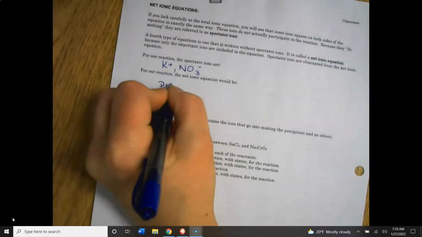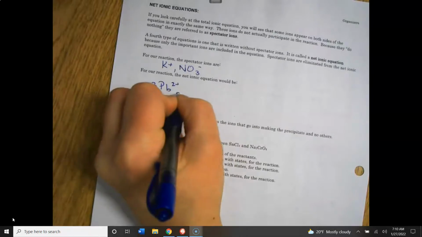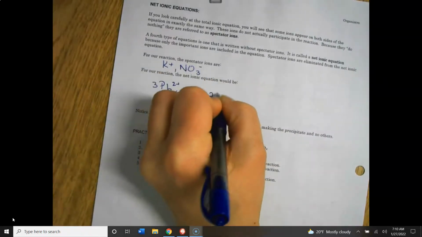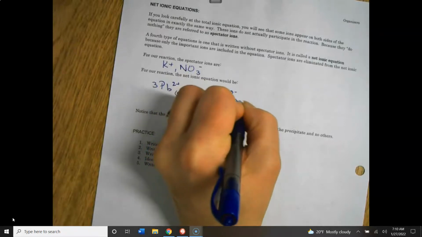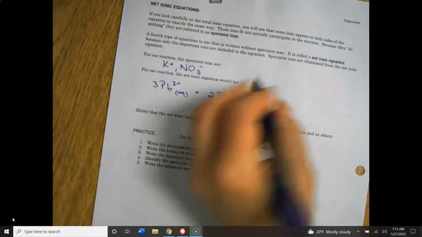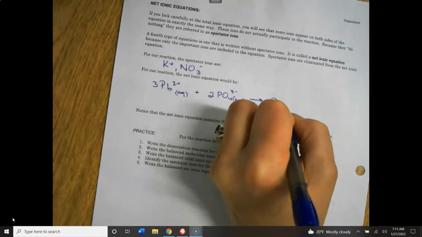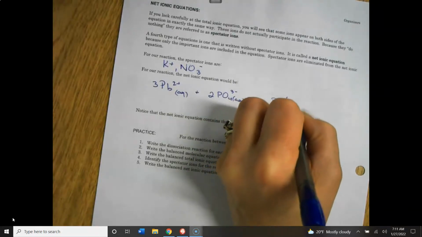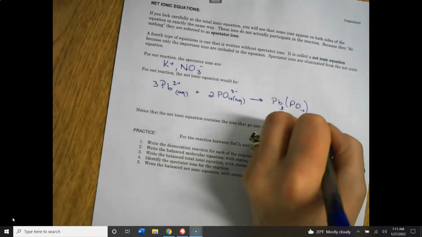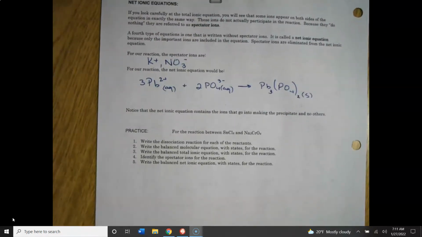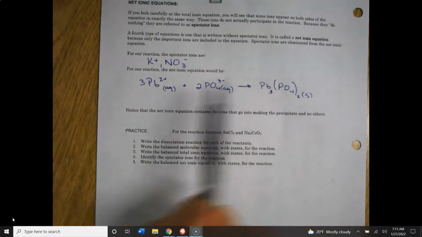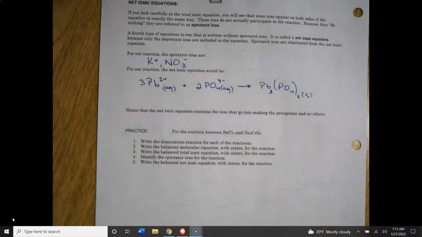So I've got the lead ions, 3 of them, and I've got the phosphate ions, again 2 of them, to make our electrically neutral solid. So there you've got the net ionic equation. It's showing what's important. And how do we know a reaction took place? Because that precipitate formed. So the only 2 important ions are the ions that go into making the precipitate. The other ions are doing nothing.